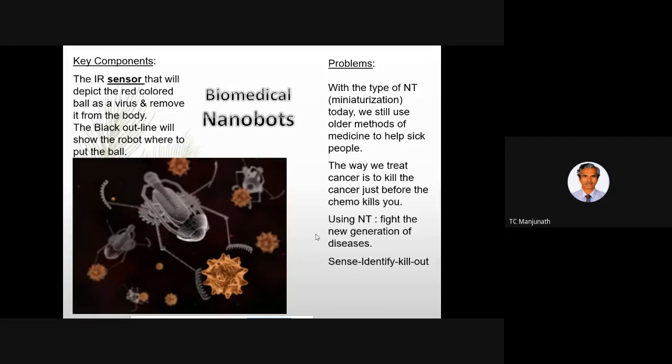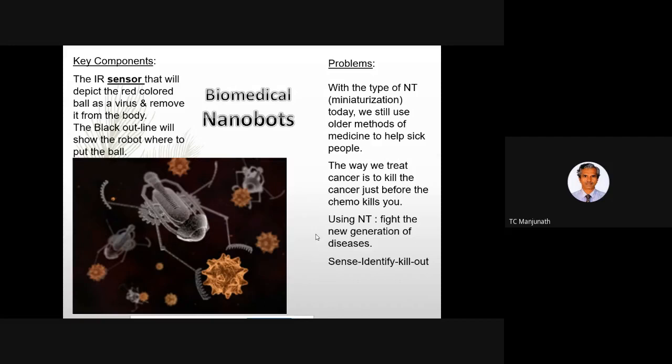So what is the use? That nanobot can be used to identify the cancerous cell and kill it. See, chemotherapy, what does it do? It not only kills the cancerous cells, it also kills the healthy cells. For example, the drugs you are taking for cancer, if they kill around 100 cancerous cells, they would have killed 10 healthy cells. So it is a drawback. So using this nanotechnology, you can identify only the cancerous cells and kill them, leaving the healthy cells intact.